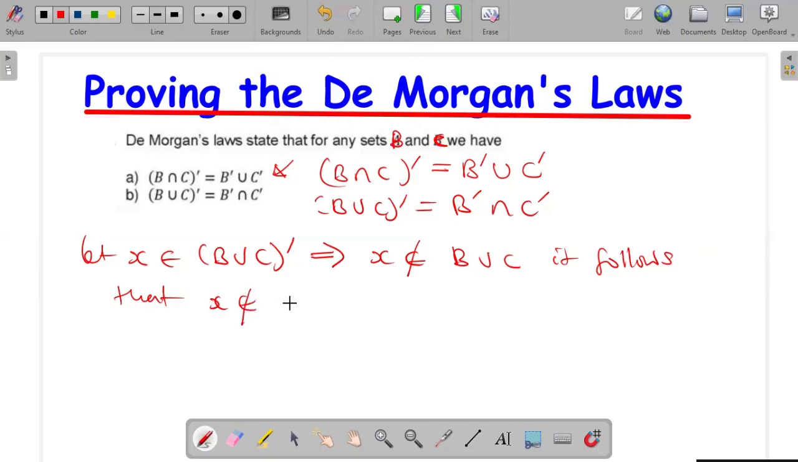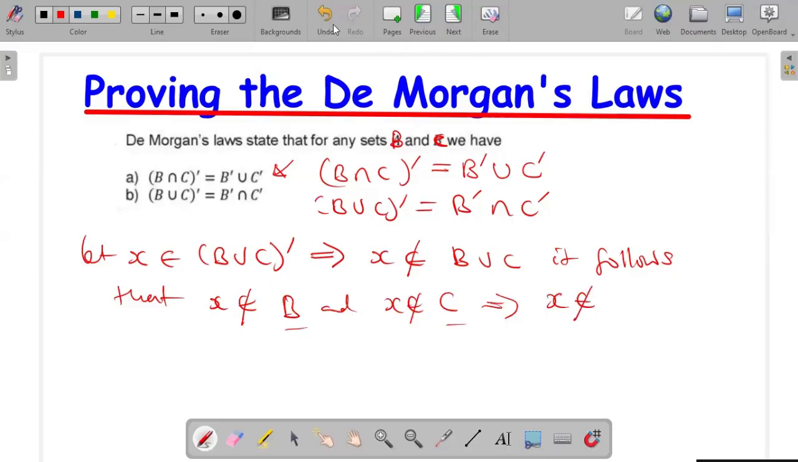This means that X is not in B, and X is also not in C. Since if X is not in the union, because in the union you've brought everything together, it means that X is not in B and X is not in C. But what does this mean? If X is not in B and X is not in C, then it implies that X has to be in the complement.